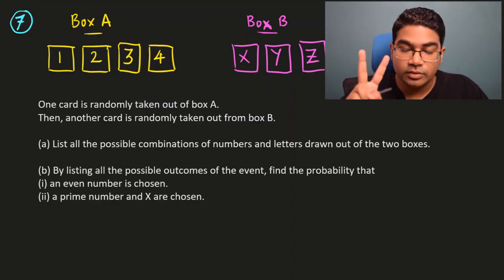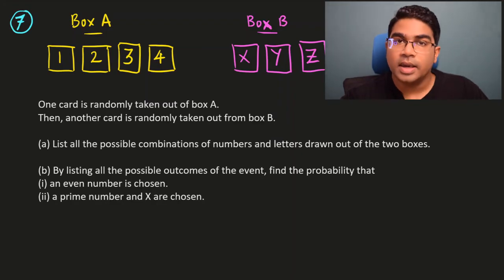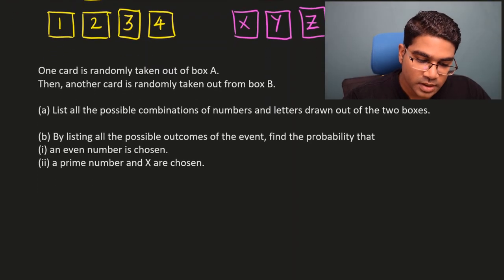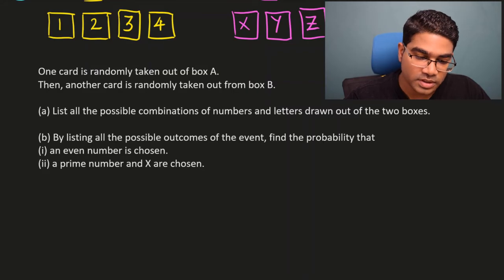So we have two separate events going on here. We have the event of the card being drawn from box A and the card being drawn from box B. So we have a combined event. List all the possible combinations of numbers and letters drawn out of the two boxes.